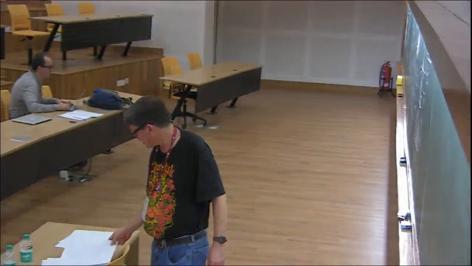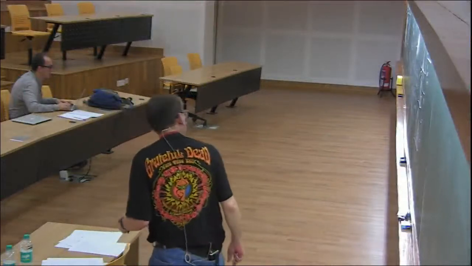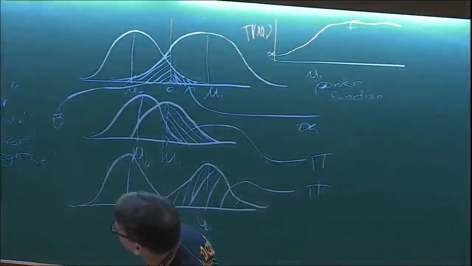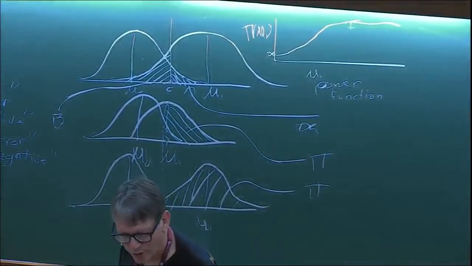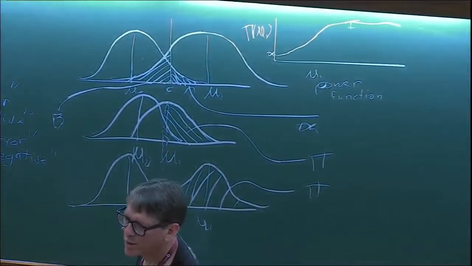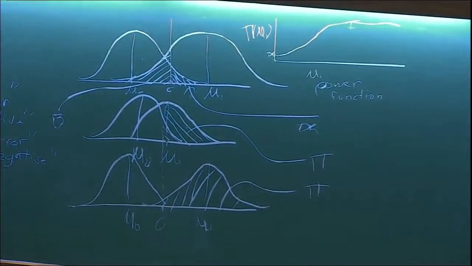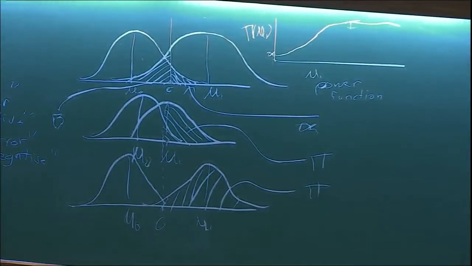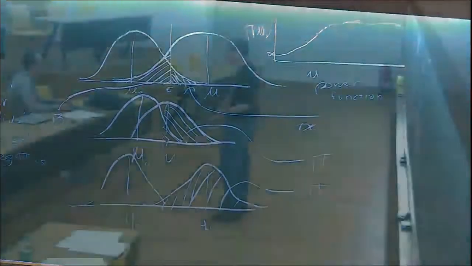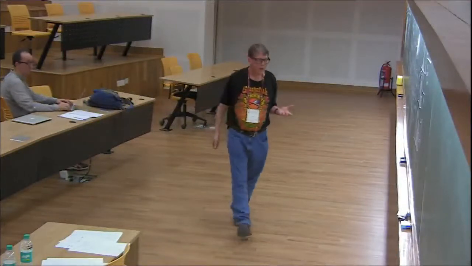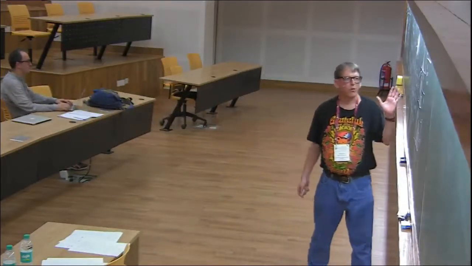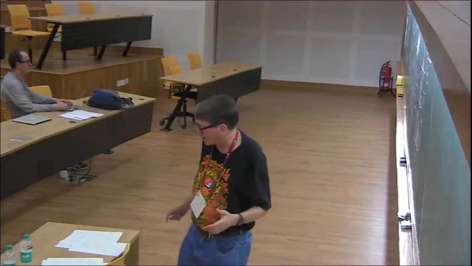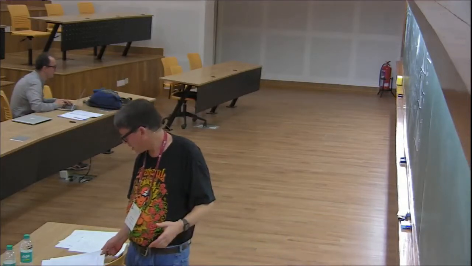Now, what you can show with the Neyman-Pearson lemma, which is proved in the notes, is that the likelihood ratio is the uniformly most powerful test, no matter what U1 is. But in more general cases, things get a little bit more complicated.